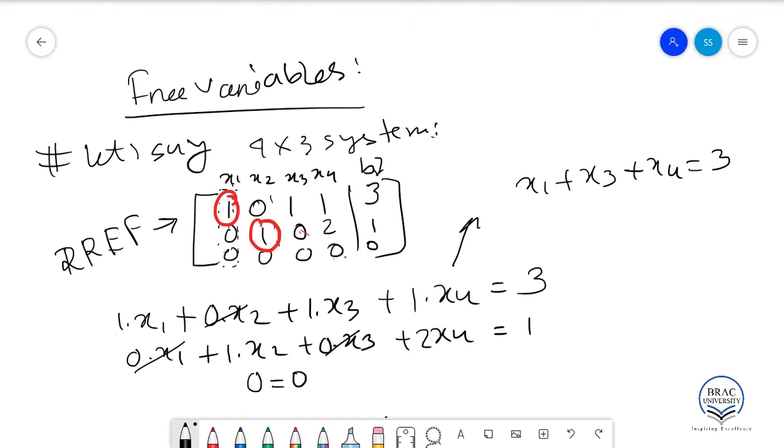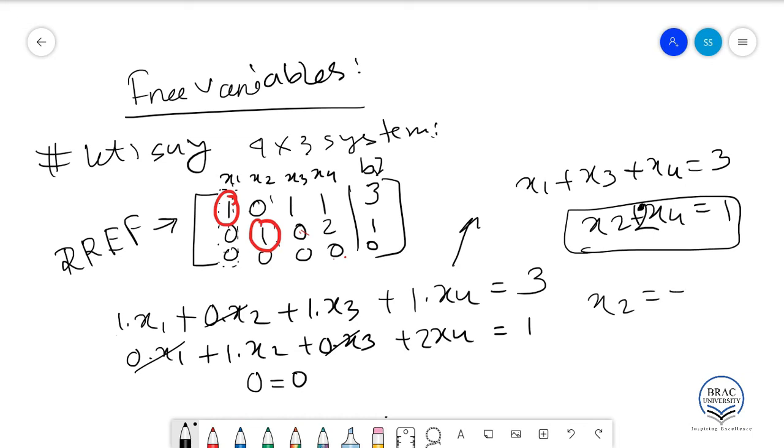And we have x2 plus 2x4 equals 1, right? So what can we conclude from this? From the second equation, we can see that I can write x2 is equal to minus 2x4 plus 1, right?